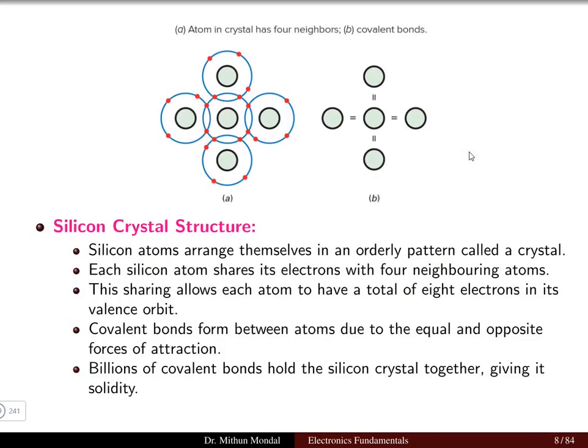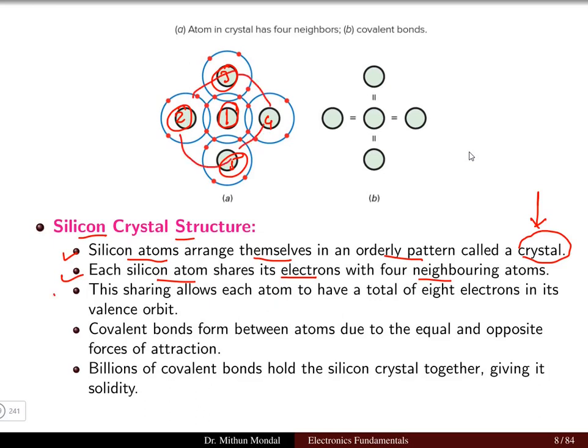If we see the silicon crystal atomic structure, we will find that the silicon atoms arrange themselves in an orderly pattern which is known as the crystal. All the atoms in the silicon crystal are arranged in an orderly fashion, and this is a solid which is known as the crystal structure of silicon. Each silicon atom will share its electrons with 4 neighboring atoms. So this is the first silicon atom and it is shared with the other silicon atoms in the neighborhood. So a total of 4 atoms are present in the neighborhood of one silicon atom.